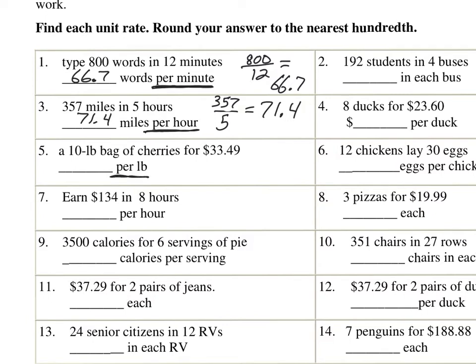We want to know how much per pound. Okay, so the pounds has to go in the denominator. That's 10. The dollar amount is 33.49. And all I have to do is divide by 10. 3.35. The 9 causes the 4 to go up. So $3.35 per pound. Again, pause the video, do number 6 on your own.